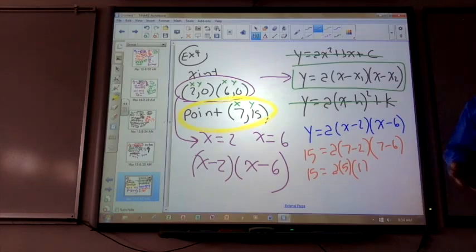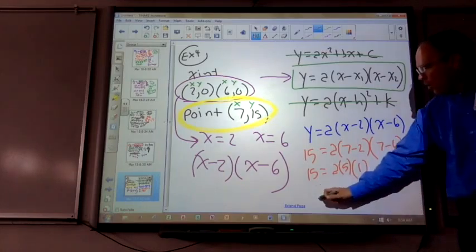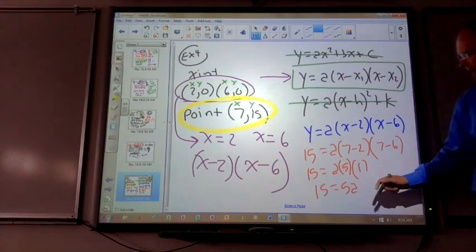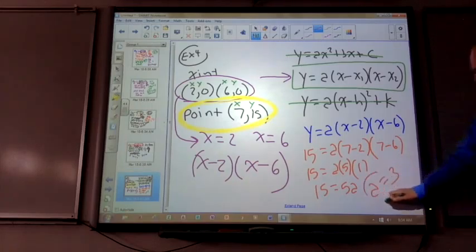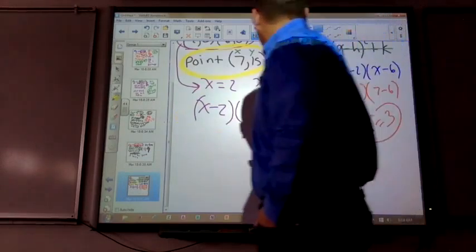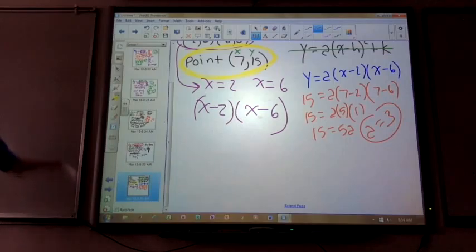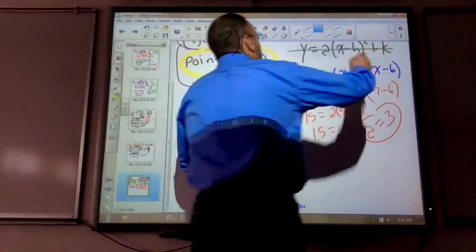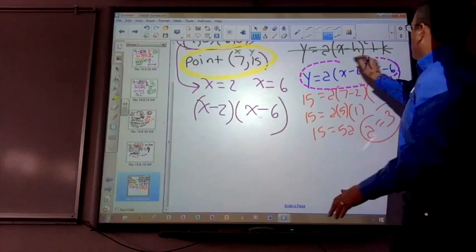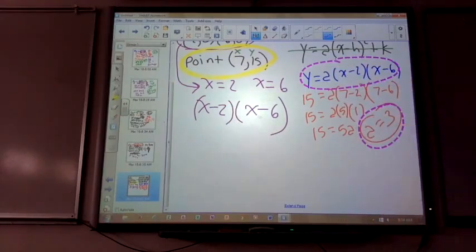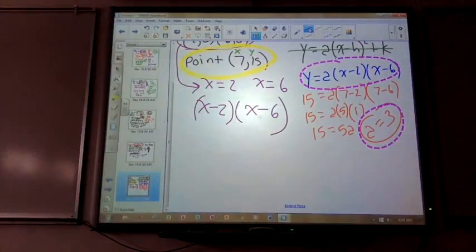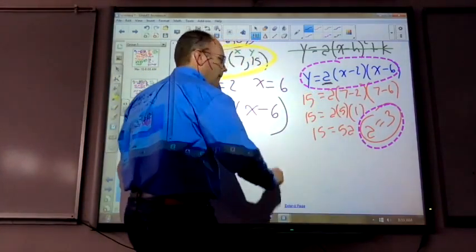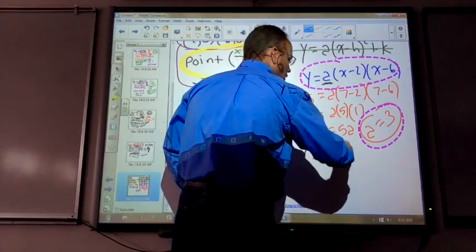A times 5, which is the same as writing 5A. Ooh, hang on. Oh, A equals 3. Wait a minute, extending the page. Okay, leap of faith, ready, 1, 2, 3, I'm going to use this. And I'm going to use this. Where am I getting to? What's A equal to? We just solved A is equal to 3. So if A is equal to 3, look what I plug in here: y equals 3 times (x minus 2)(x minus 6).